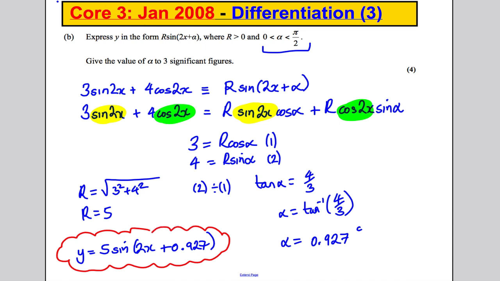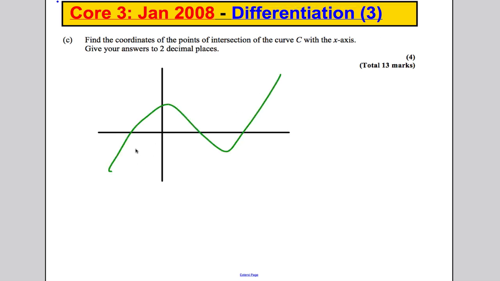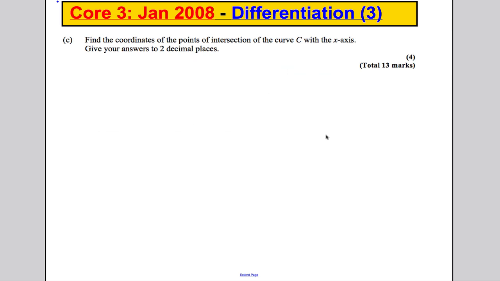Moving on to the next part, part C, it says find the coordinates of the point of intersection of the curve with the x-axis. Find your answers to 2 decimal places. Remember, if you want to find where a curve crosses the x-axis, think of any general curve here. Where the curve crosses the x-axis is where y is 0. The y coordinate is 0. So what we're trying to solve is y is equal to 0.